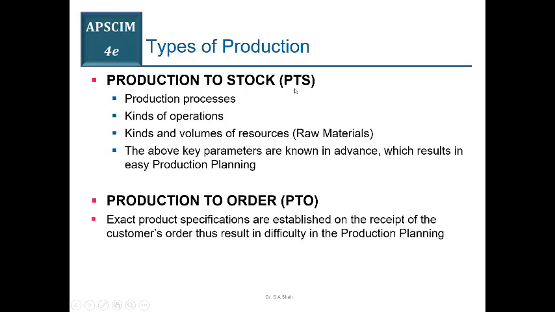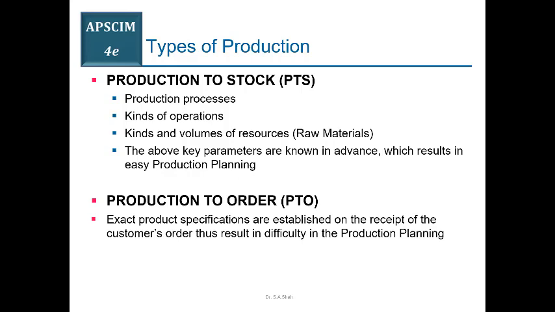प्रोडक्शन टू स्टॉक फिलासफी के अंडर जो इंडस्ट्रीज काम करती है उनको पता होता है कि क्या प्रोडक्ट उन्होंने बनाना होगा, and they have the process plan in advance. So through that process plan they know each and every entity कि क्या क्या resources होंगे, कौन से operations आपने perform करने होंगे, कौन से processes आपने, वो sequence आपका क्या है basically. So this results in an easy production planning. So बहुत easy होता है आपको production plan बनाना.